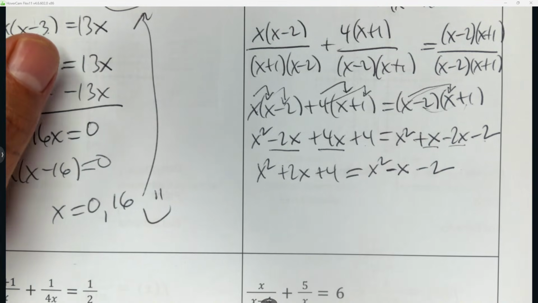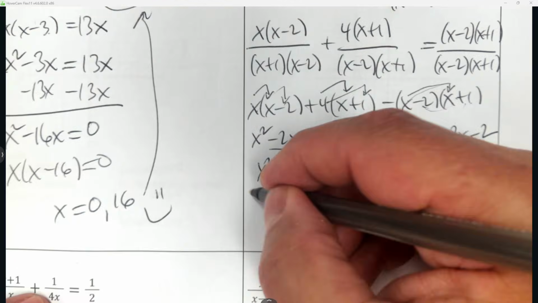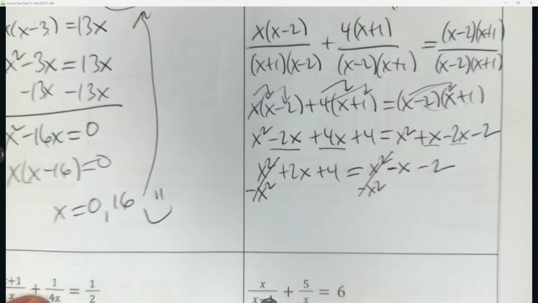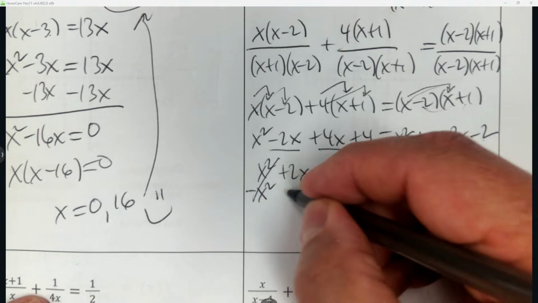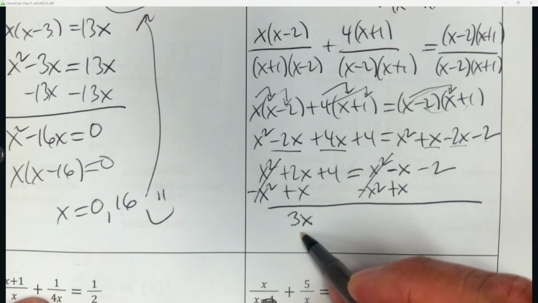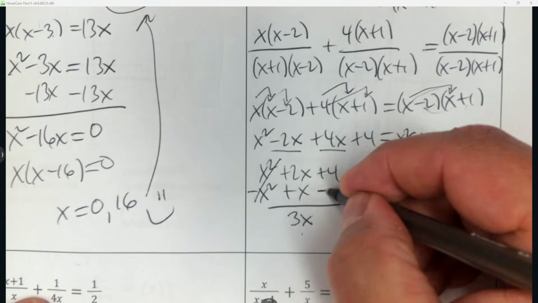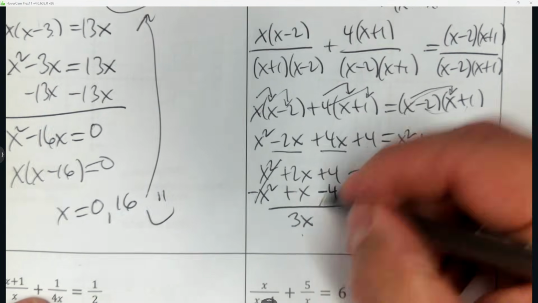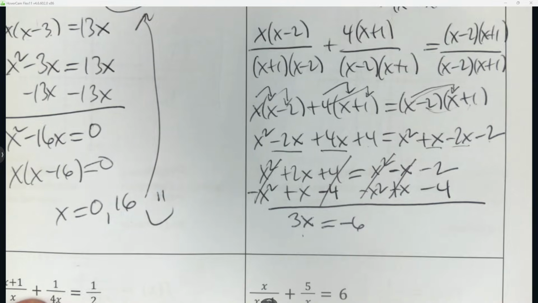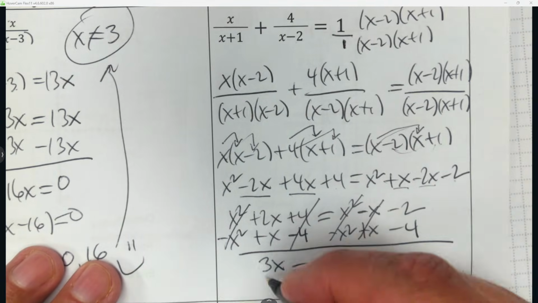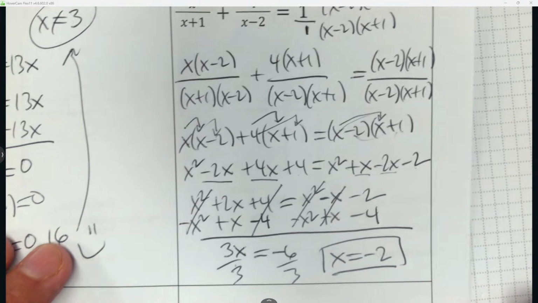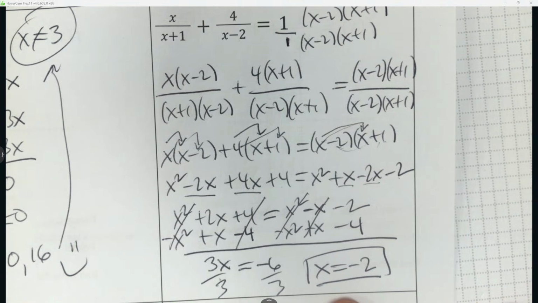Now we need to bring the family members together that are on opposite sides. So I'm going to subtract x squared. That actually crosses out on both sides. I'm going to add x. 2 plus 1 is 3x, and these cross out. I'm going to subtract 4. This crosses out. Negative 2, take away 4 is negative 6. Divide by 3. And negative 6 divided by 3 is negative 2.